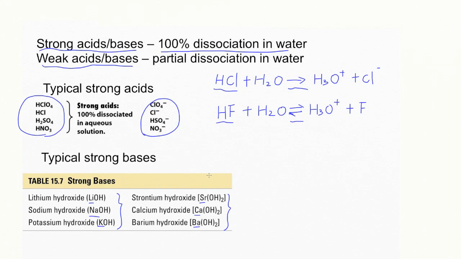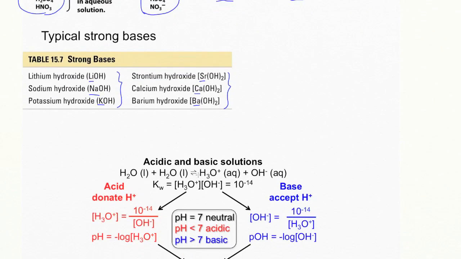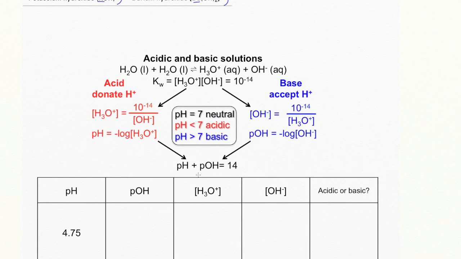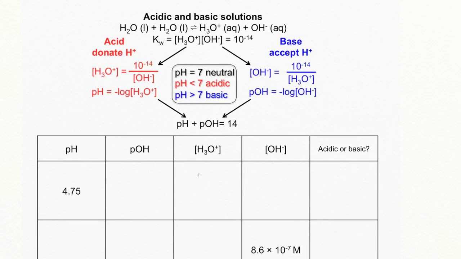Once you remember these typical strong acids and strong bases, the other acids and bases, most likely they are weak acids and weak bases. Okay, so this is strong acid, strong base, and weak acid and weak base. Now let's take a look at the acidic and basic solutions, how we define them.